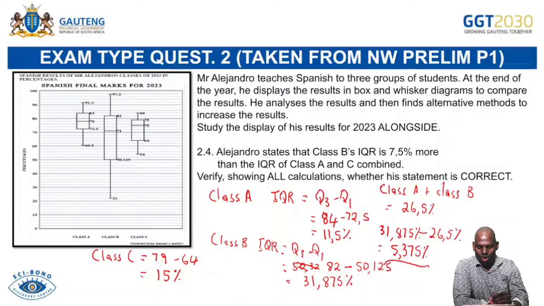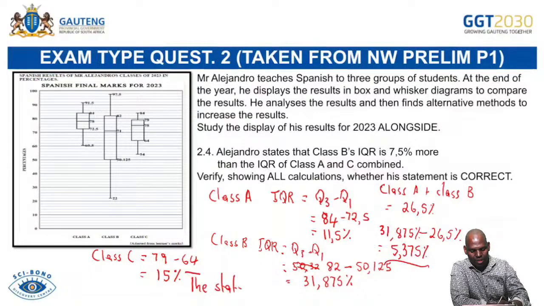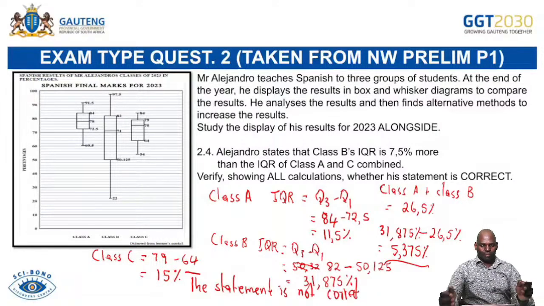They say it's 7.5% more, but that is not the case. It is 5.375% more. So in this case, you have to show in the end that the statement is not correct. You have to indicate that. It's very important, boys and girls. It's not correct. Okay, so that was question 2.4.